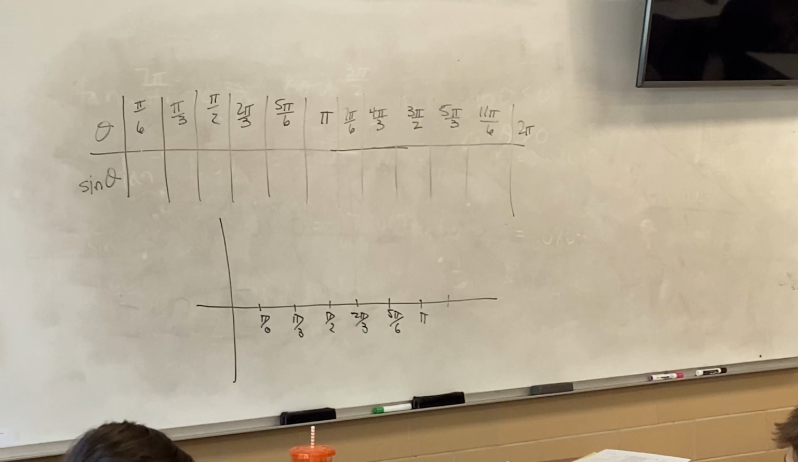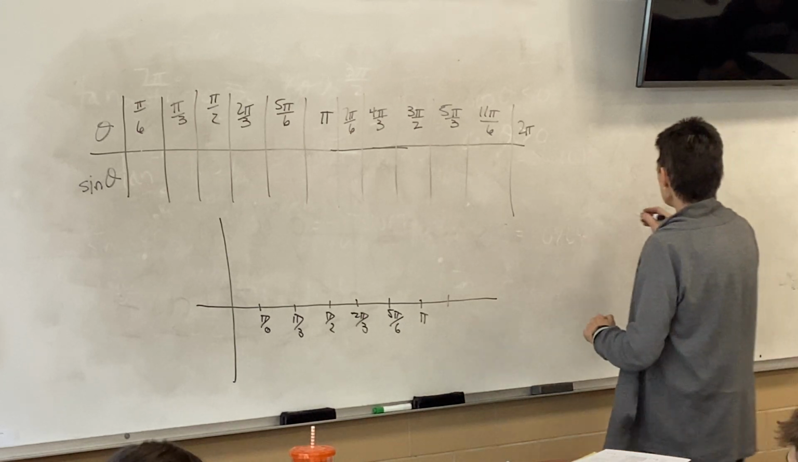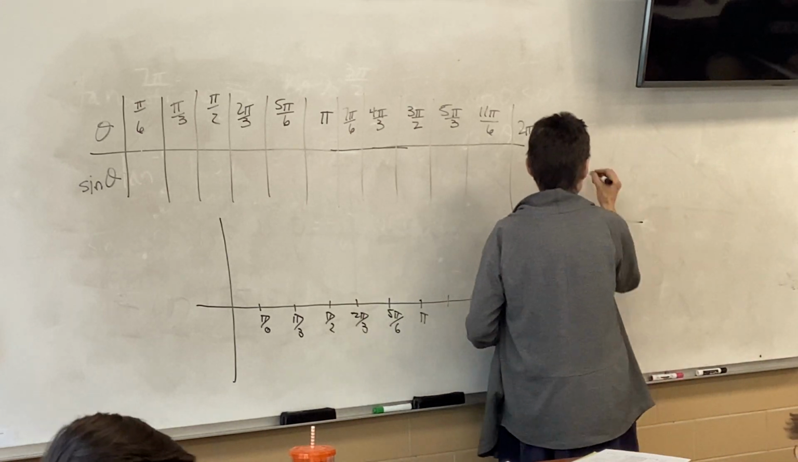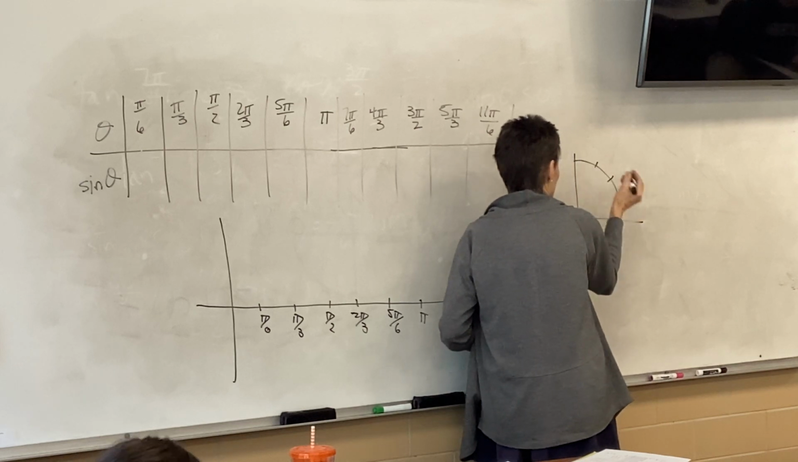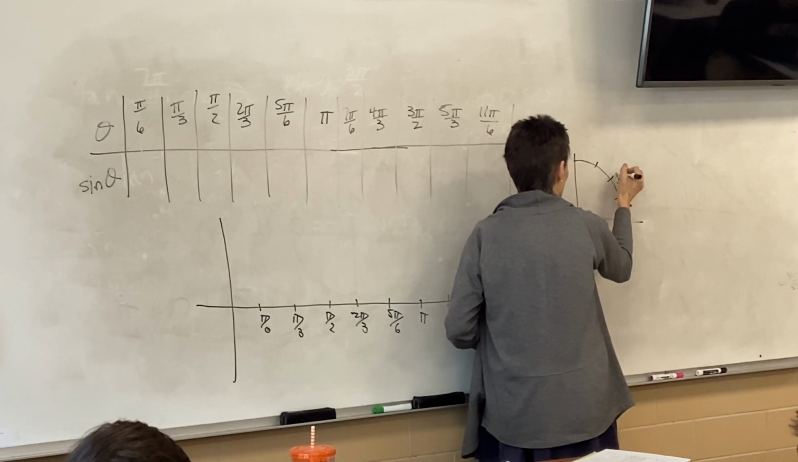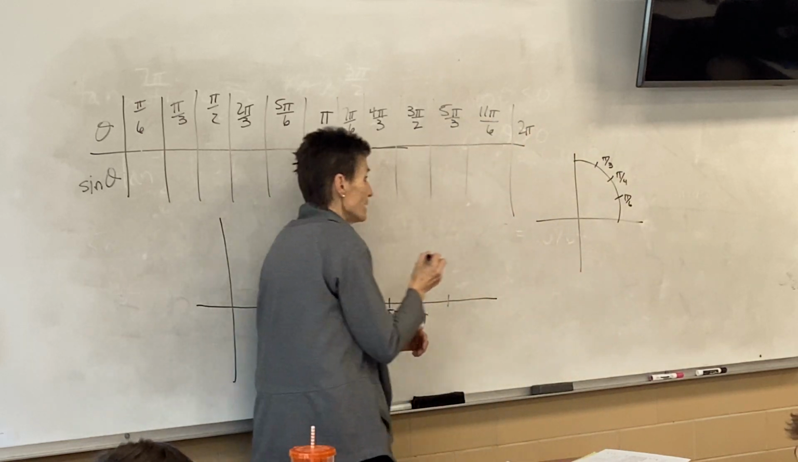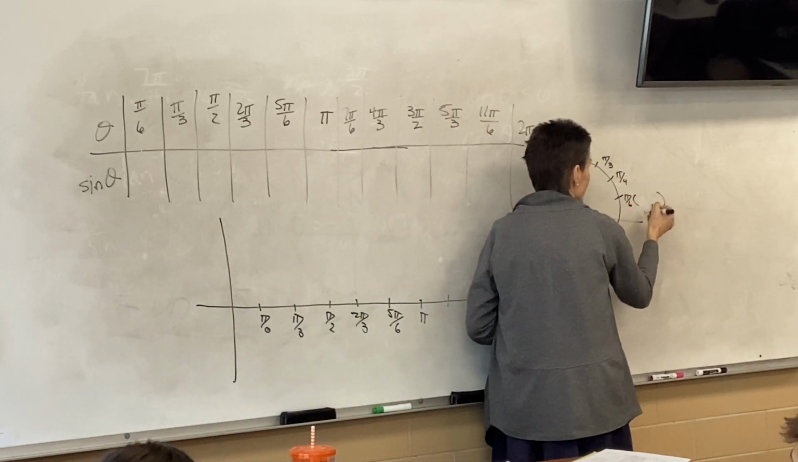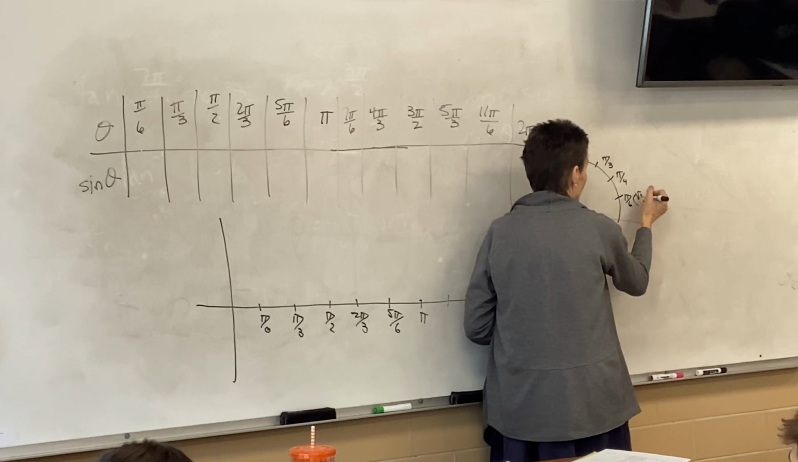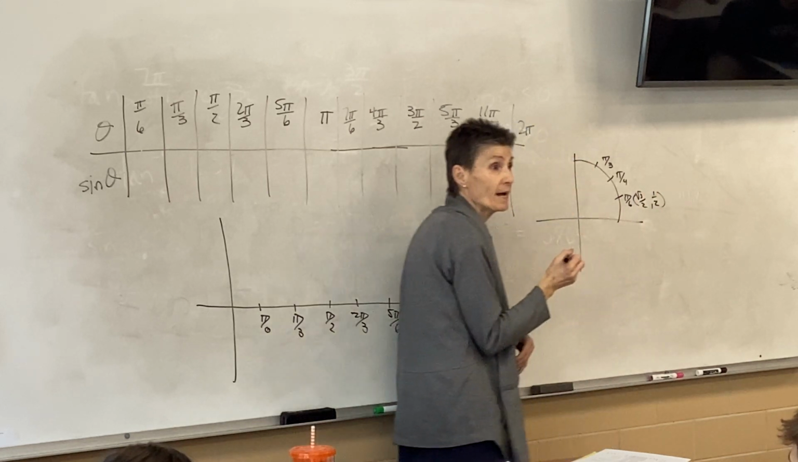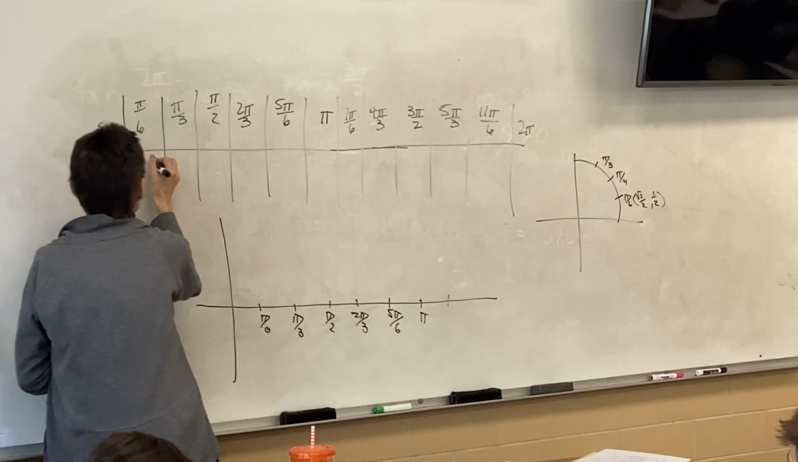So, what is the sine of pi over 6? It might help you, I don't know if it does or not. Here you go. This is pi over 6, pi over 4, pi over 3. Where do we coordinate to this point right here? Root 3 over 2, 1/2. So the sine is 1/2. All right, so it's 1/2.